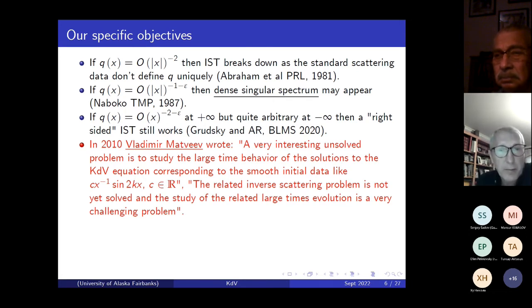posed by Vladimir Matveev, and I'm going to give an exact quote again. "A very interesting unsolved problem is to study the large time behavior of the solutions to the KdV equation corresponding to the smooth initial data like this. The related inverse scattering problem is not yet solved, and the study of the related large time evolution is a very challenging problem." And this is the kind of initial data I'm going to deal with. Decay here, as you can see, is inversely proportional to x, but corrected by this oscillatory function.